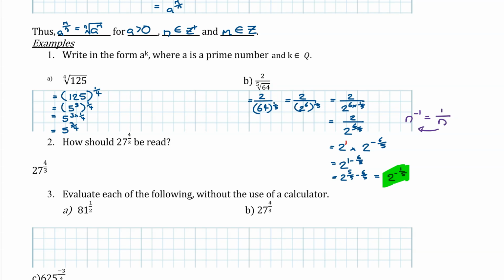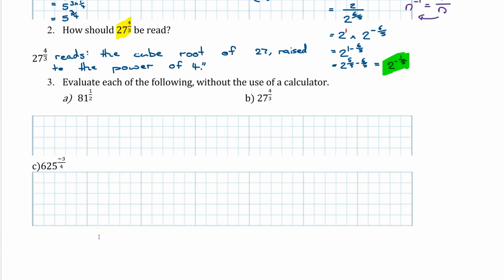But we made it. Going onwards, in question 2, we have how should this here be read? And this number over here, it can be read as the cube root of 27 raised to the power of 4.